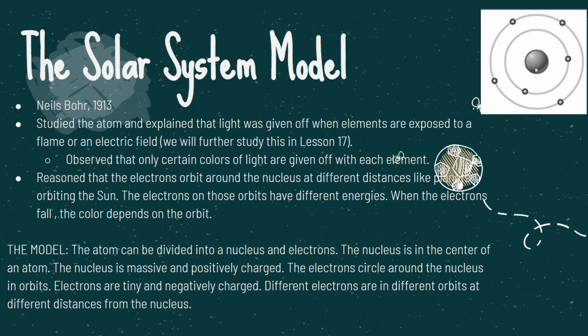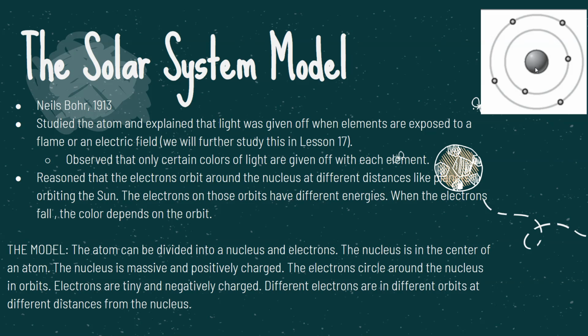So for example, he said that hydrogen atoms give off red, blue, green, and blue light. He reasoned that the electrons orbit around the nucleus at different distances, like planets orbiting the sun. The electrons in these orbits have different energies. When an electron falls from an outer to an inner orbit, the color of light changes, and that's based on where those electrons are orbiting.